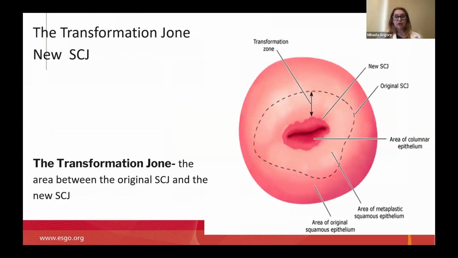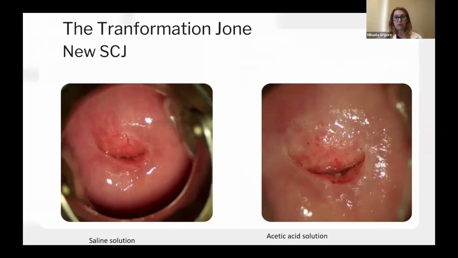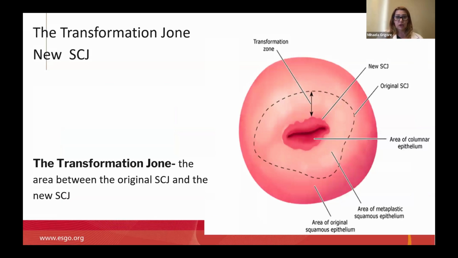Why is it important to understand this process of metaplasia? Because of this process of metaplasia, a new squamocolumnar junction will appear. And why is that important? Again, because between this new squamocolumnar junction and the original squamocolumnar junction, we will have the transformation zone. And this is a very important area, because in this area, the abnormal process will appear.